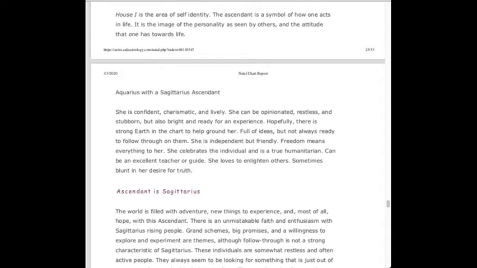Freedom means everything to her. She celebrates the individual and is a true humanitarian. Can be an excellent teacher or guide. She loves to enlighten others, sometimes blunt in her desire for truth. Now, I know I read some of this before, but as I said, I'm going to go in order here.